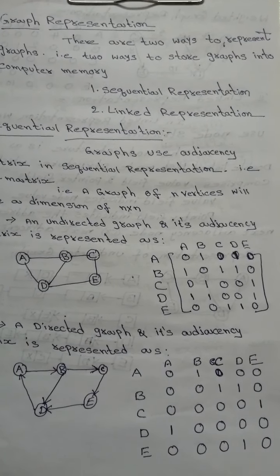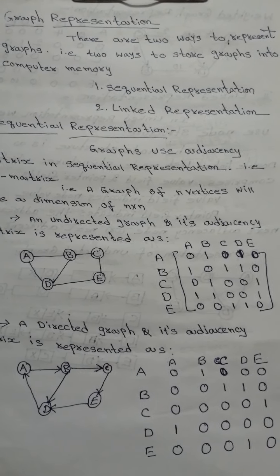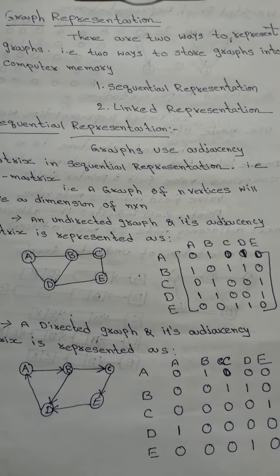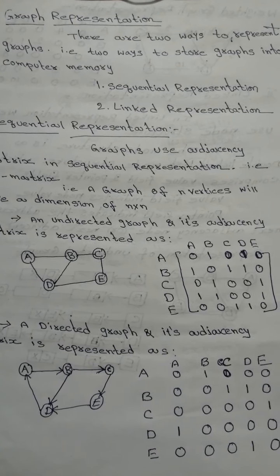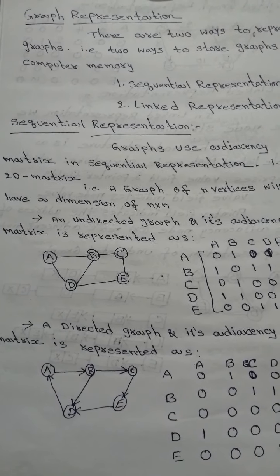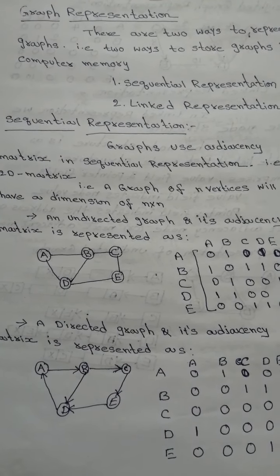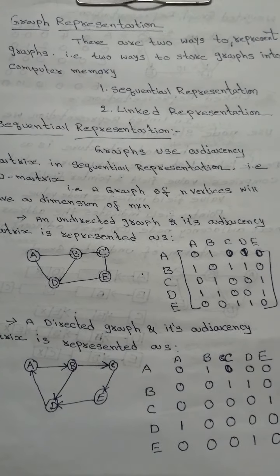Hope you all understand the basics regarding graphs: the graph definition, what is an edge, what is a vertex, and the basic concepts we discussed in the last video. Now coming to graph representation. So how are we representing the graph?